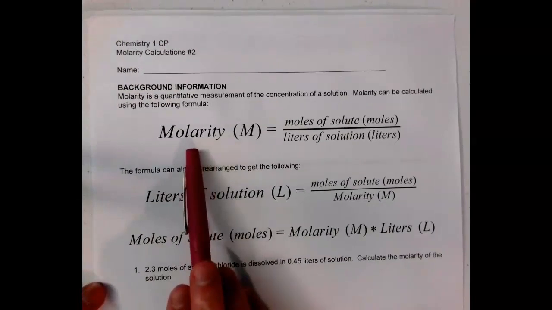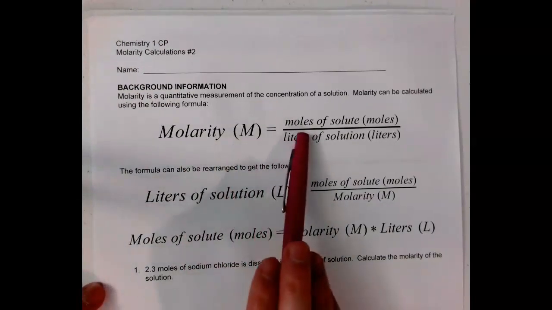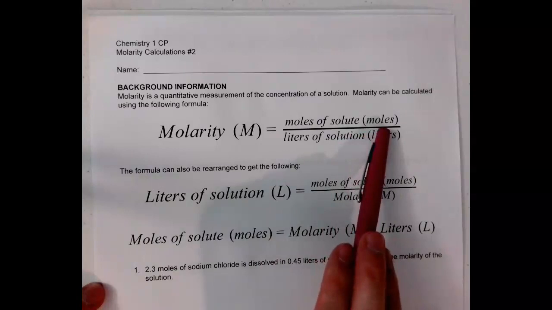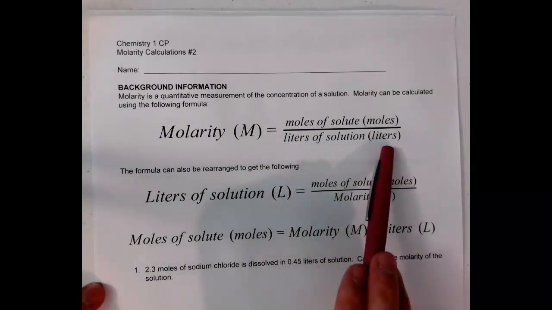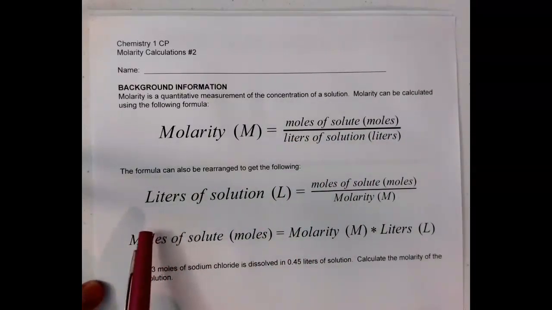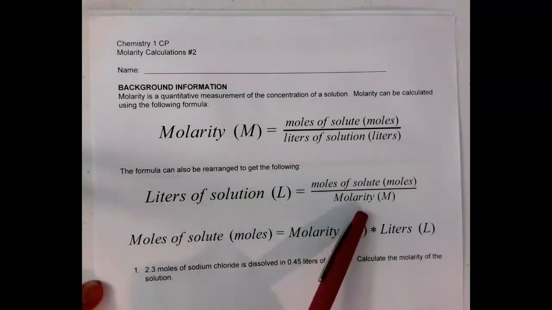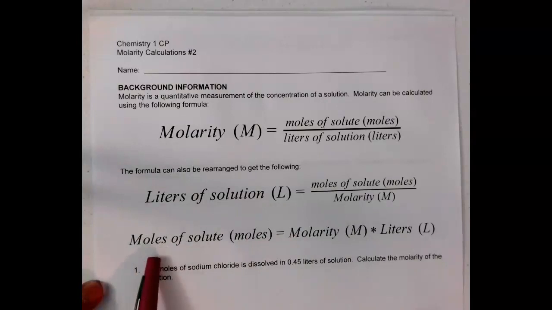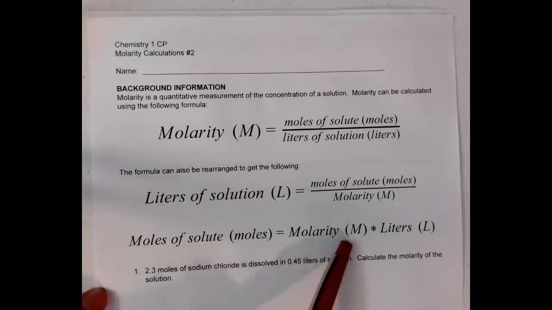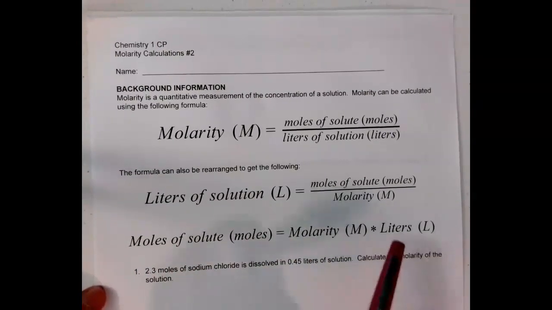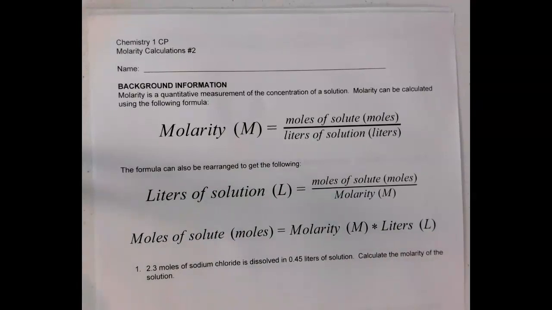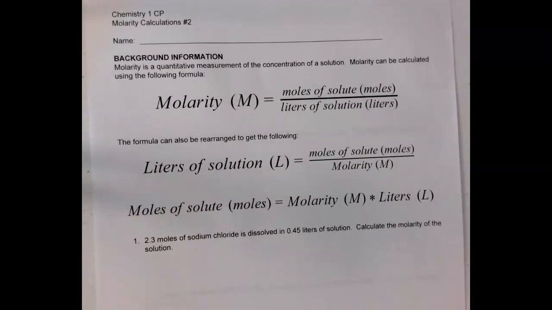So molarity, capital M, is equal to moles of solute divided by liters. You can also rearrange this, and you can get liters equals moles divided by molarity. And then you can also get moles is equal to molarity, capital M, times liters. All right, so let's do the first one. And if you noticed, I didn't give you any of the charts because some people said they didn't find those helpful.